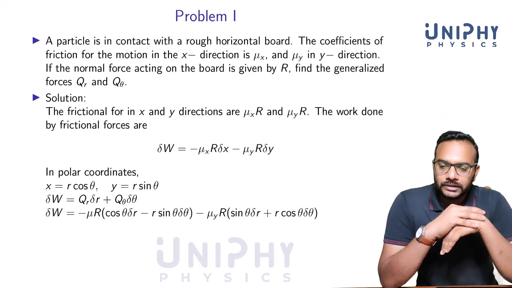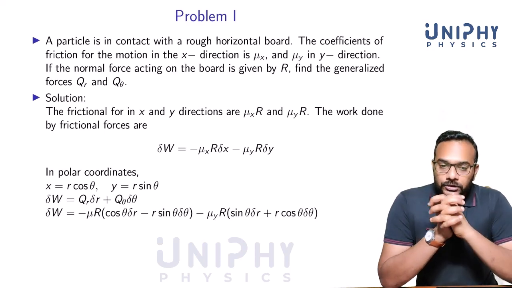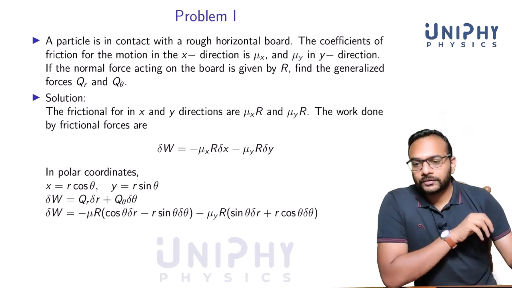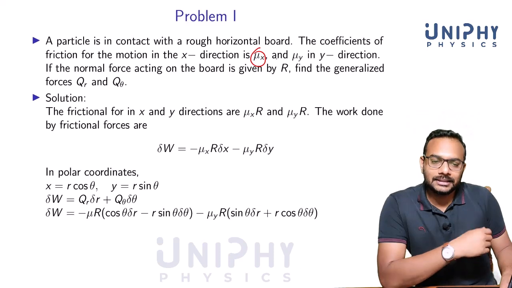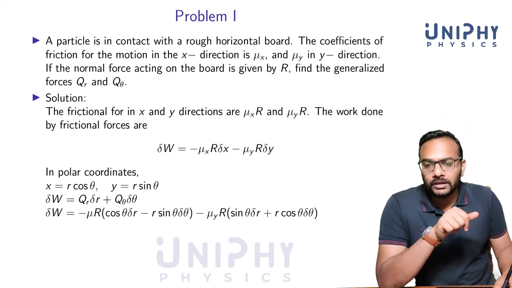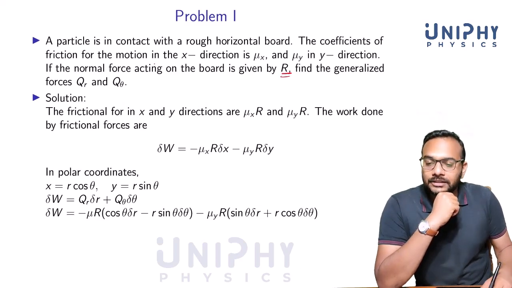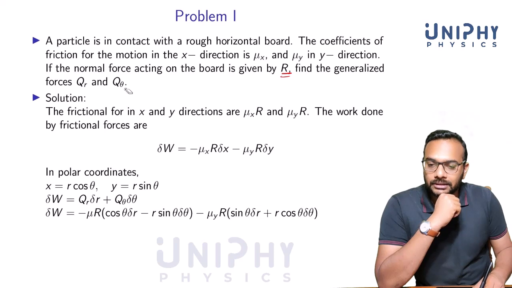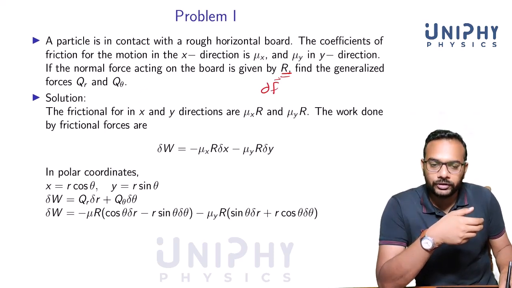Let's solve a small problem. A particle is in contact with a rough horizontal board. The coefficient of friction for motion in the x direction is mu x. So as I said, it's different in the two directions. It's mu y in the y direction. If the normal force acting on the board is given by r, find the generalized forces Q r and Q theta.